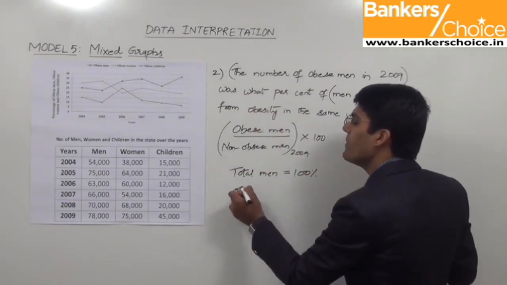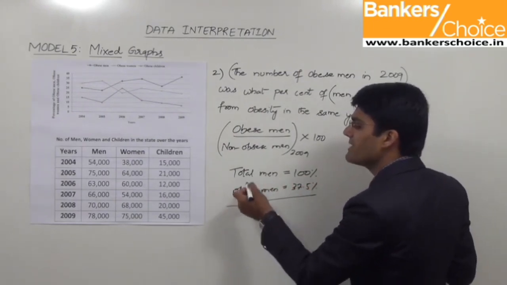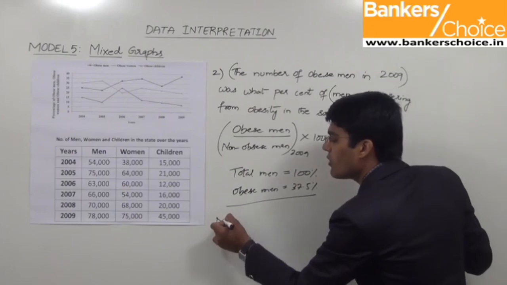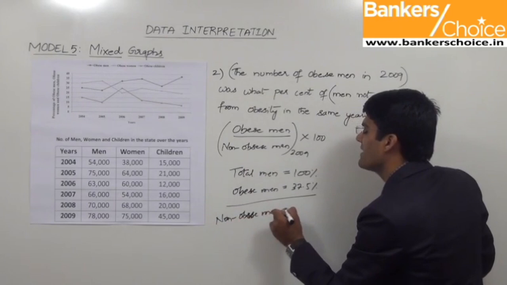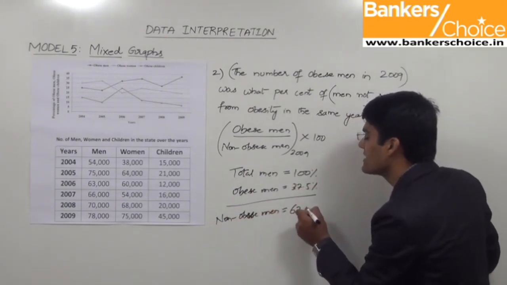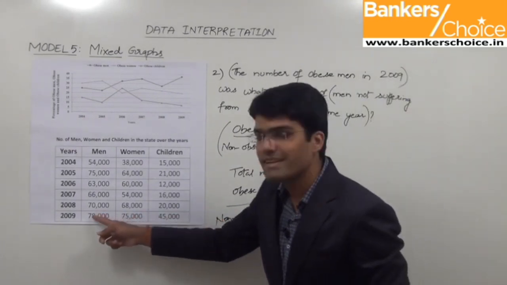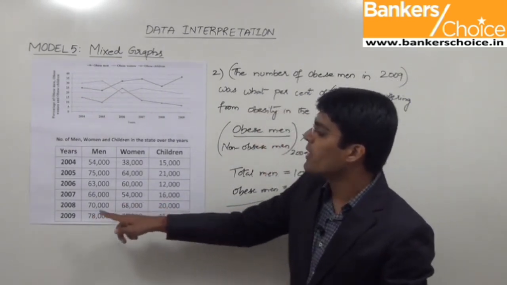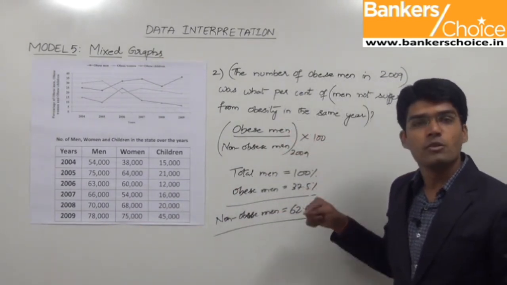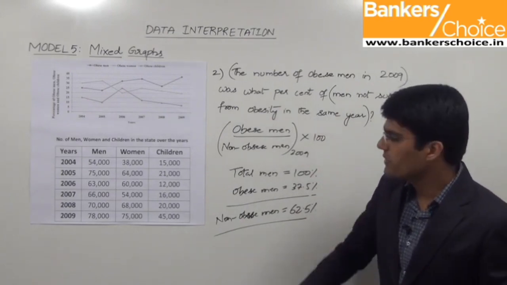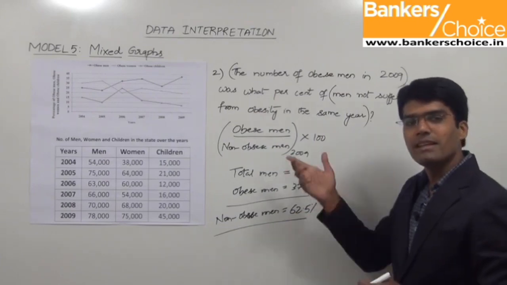From the graph, we know that obese men is 37.5%. So the men who are not suffering from obesity will be total minus obese men. So non-obese men, as the term that we have given here, can be taken as 100 minus 37.5. That is equal to 62.5%. So we know that obese men will be 37.5% of 78,000 and non-obese men would be 62.5% of 78,000. And we have learned very well that whenever there is something common in numerator and denominator, that need not be considered. So we need not worry about this 78,000 here. We can directly take up these two values as X and Y respectively and get the required answer.